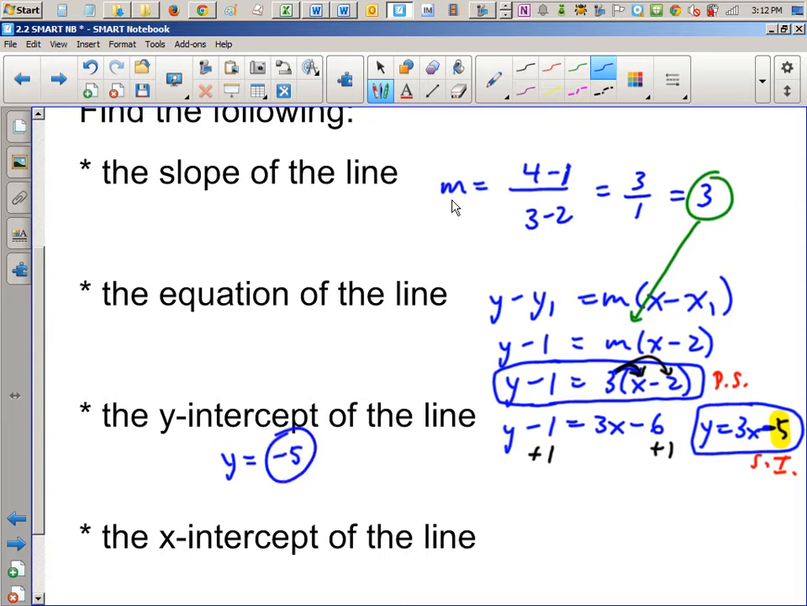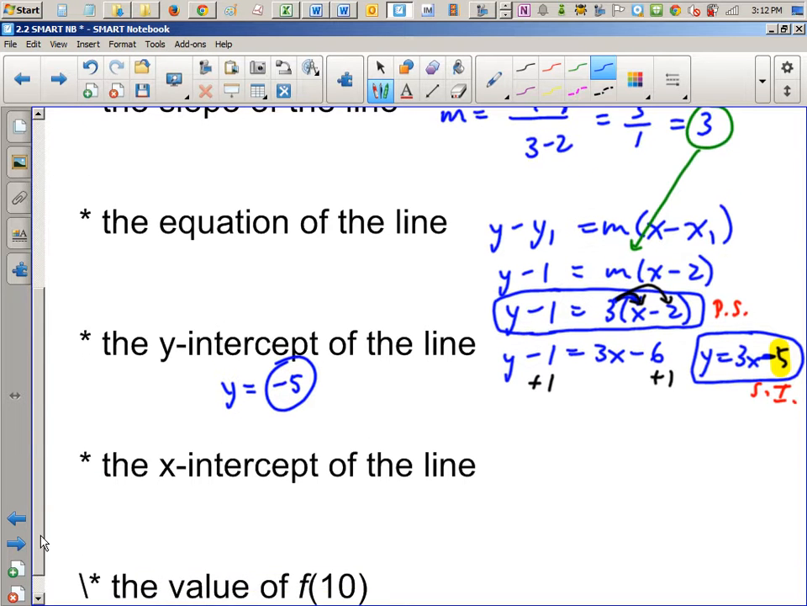Okay? Alright. The x-intercept of the line can be found simply by making your y 0. So set y equal to 0. So you go 0 equals 3x minus 5, and then you solve it. So you add the 5 over and divide by 3. Looks like x is 5/3.